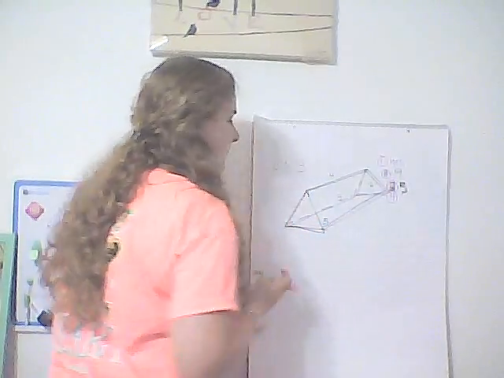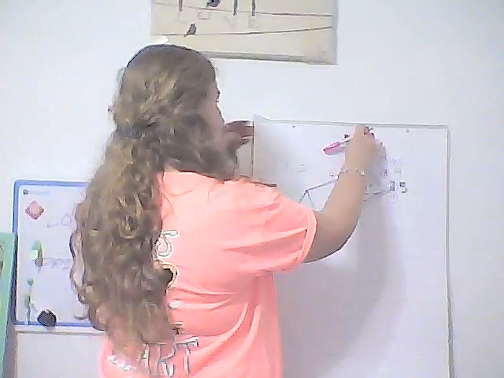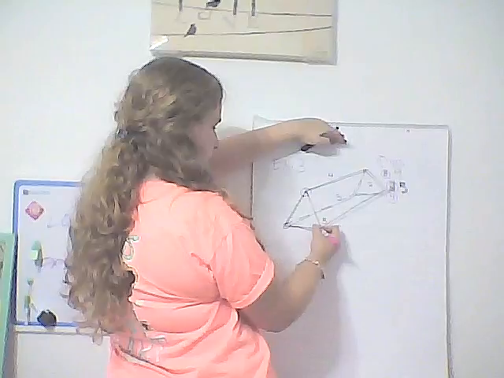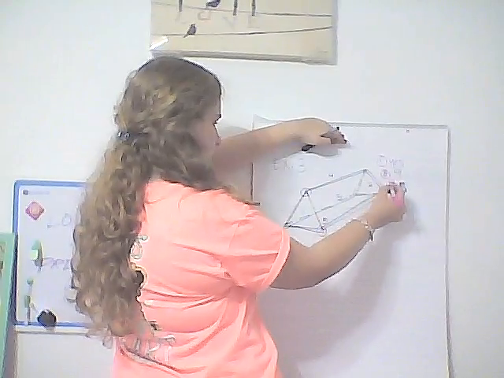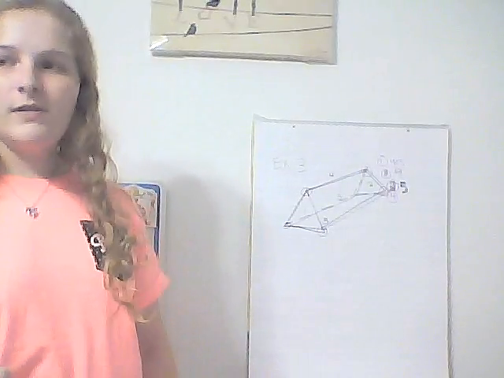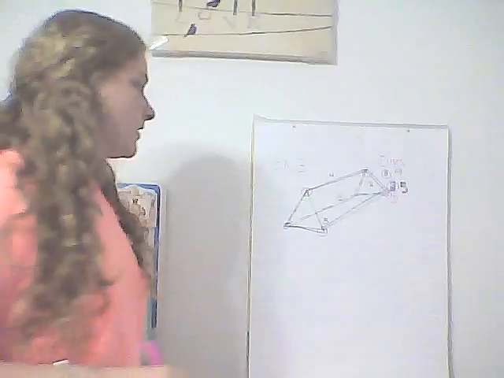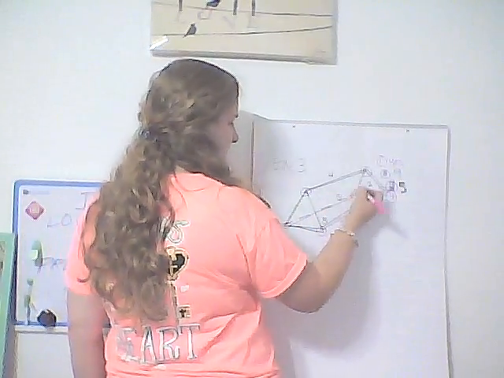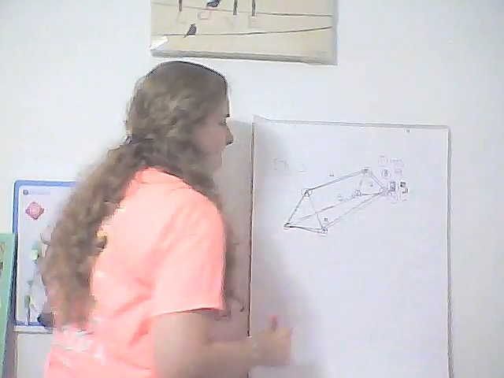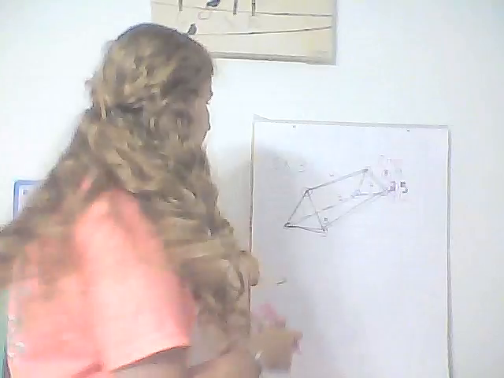Number 4, we're looking for vertices. How many vertices are there? 1, 2, 3, 4, 5. Did y'all get 5 vertices? What? Great job. There's one hiding. 6 vertices. Does anybody disagree? Is anybody confused? Great. Okay.